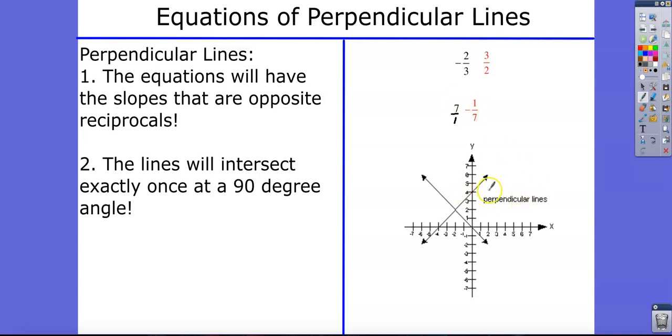Another key detail about perpendicular lines is that when they are graphed, the lines will form a 90-degree angle wherever they cross. So they will cross exactly one time, but wherever they cross, they have a 90-degree angle. Okay, so that's how you can tell visually if they're perpendicular lines.